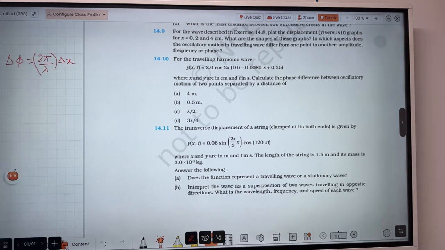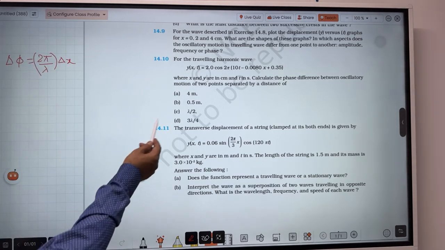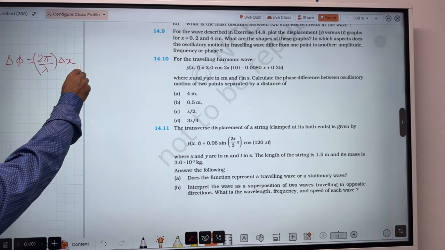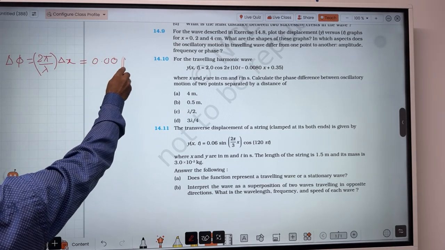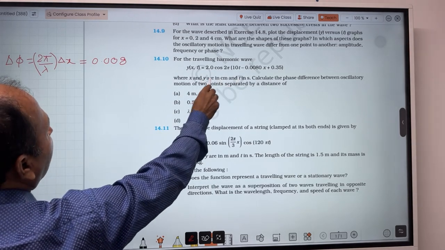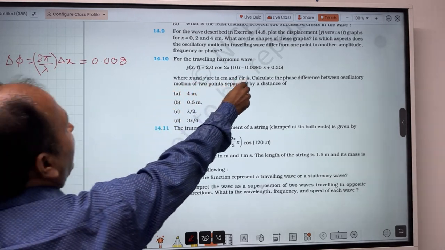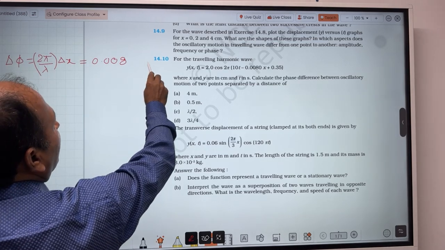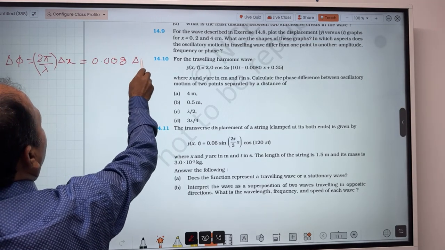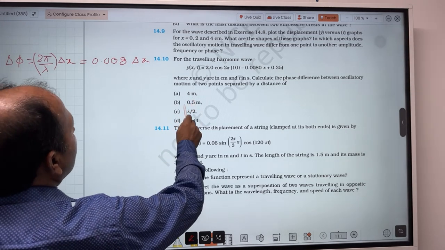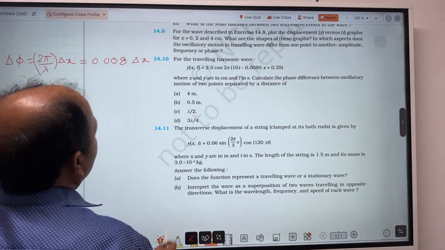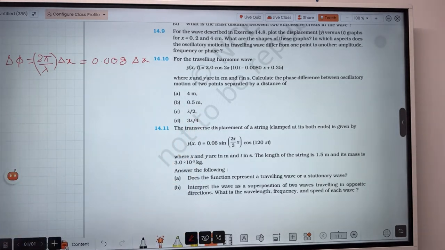And 2 pi by lambda is k itself, so no need to evaluate lambda unless it is asked. So just write this value over here, 0.008. This is 2 pi by lambda because this is k, right? And then x. So here delta x. Now we are going to put the value of delta x. Delta x is given like 4 meter, then 0.5 meter, then lambda by 2, then 3 lambda by 4. So we can evaluate them one by one.